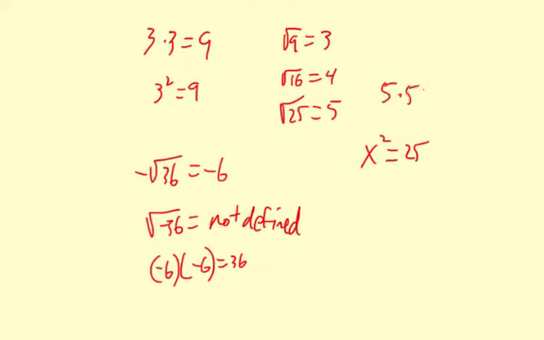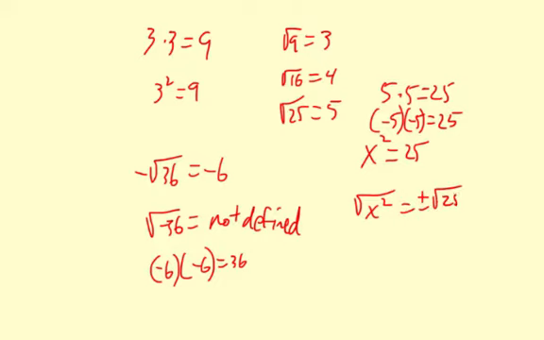We already said that. But negative 5 times negative 5 is also equal to positive 25. So when you solve by doing a square root, you have to do both positive and negative values to account for the fact that there are two solutions. So the square root of x squared equals positive or negative square root of 25. See, that makes you count both solutions.